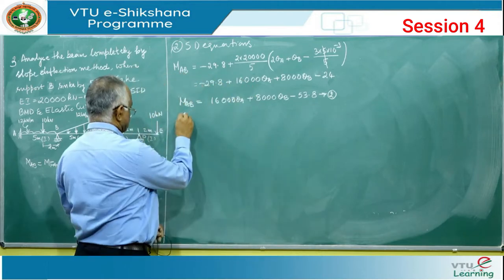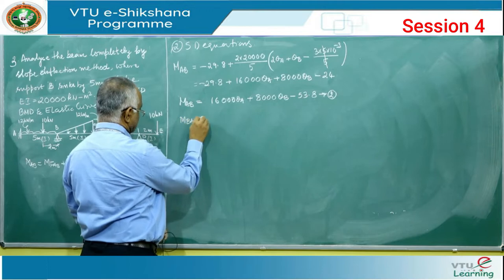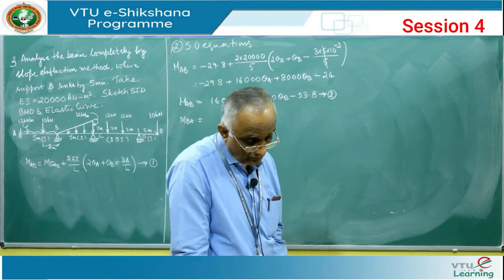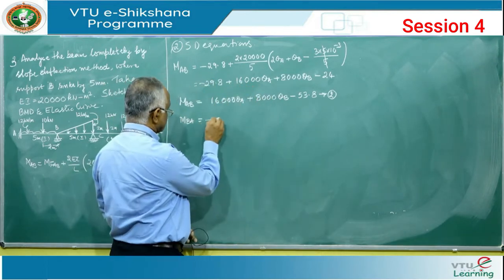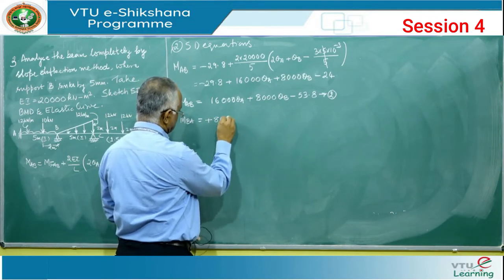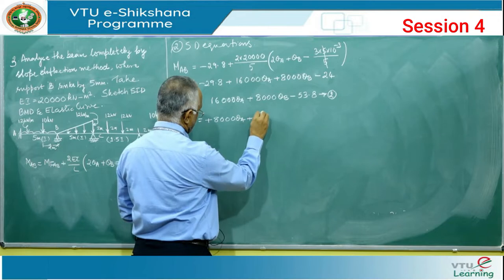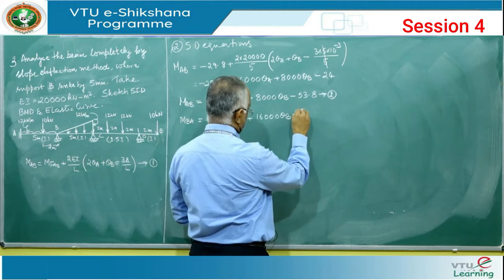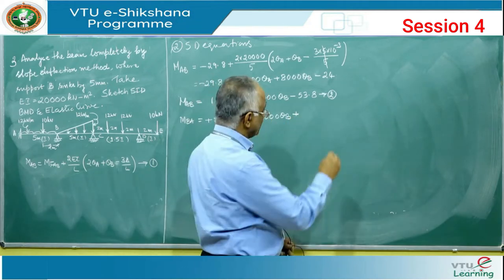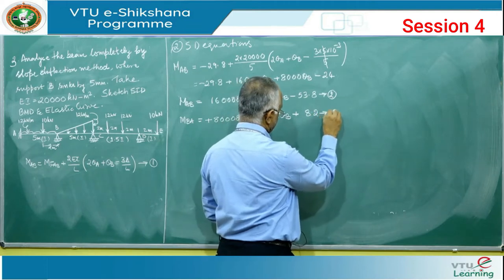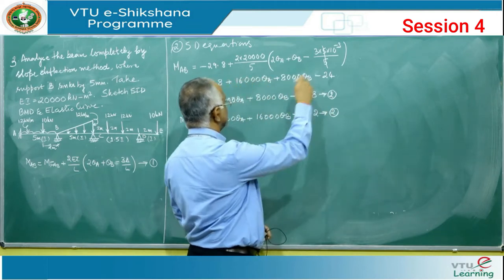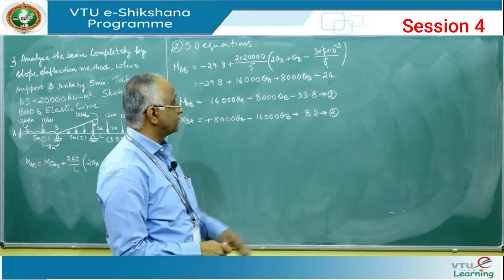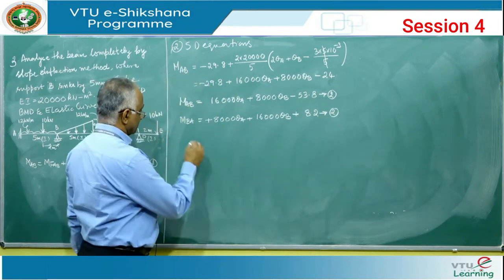On the same lines, you can substitute the values and get the other equations, slope deflection required. MBA is, what you will get the equation is plus 8,000 theta A, 16,000 theta B, you will get plus 8.2. This 24 remains same and I have a value of 32.2, so 32.2 minus 24, it is 8.2.